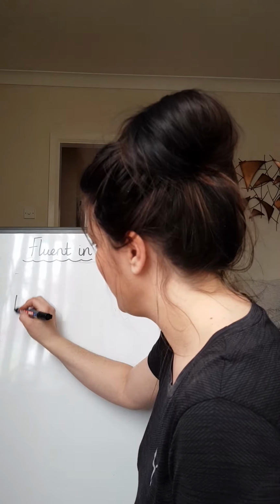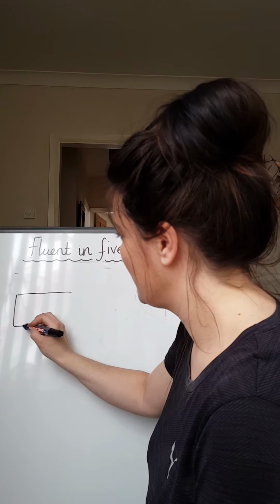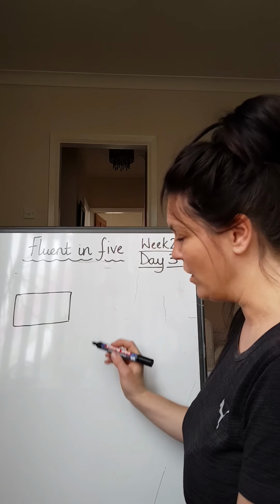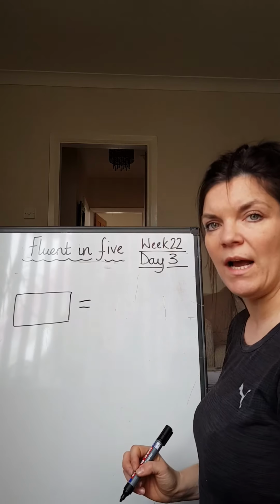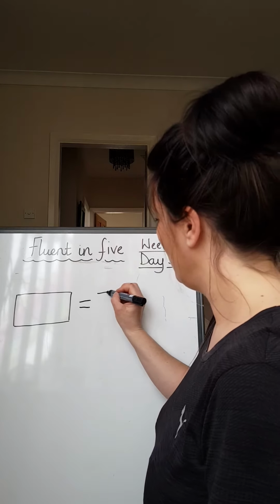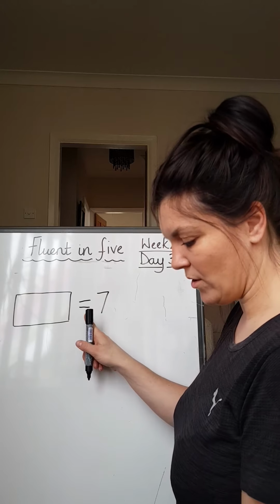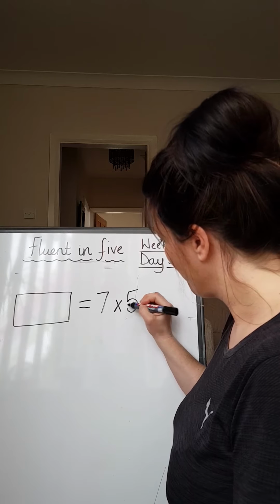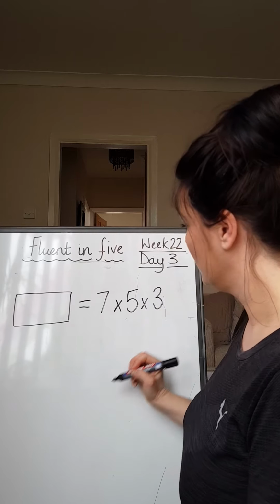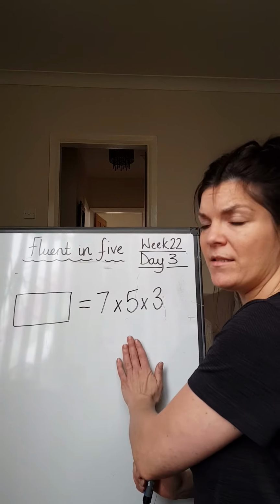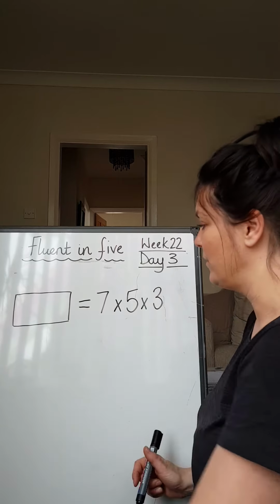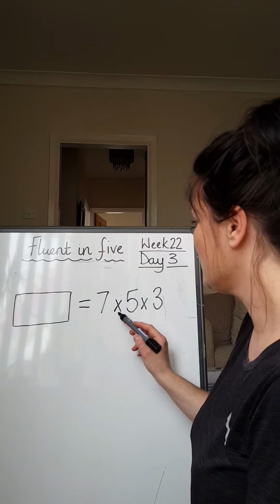Question number 3. Is this a mystery number? What you've got to spot here is that the equal sign is in the middle. So something equals or is the same as 7 times 5 times 3. Okay, so I've got to make this side and this side the same. So if I work out what that is, I should get the answer on this side. That's what it is. 7 times 5 times 3.